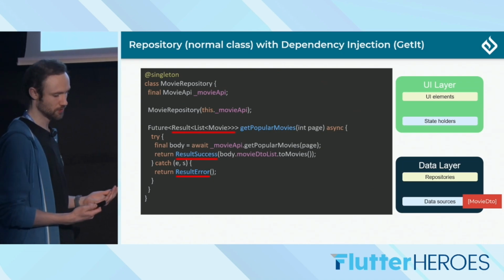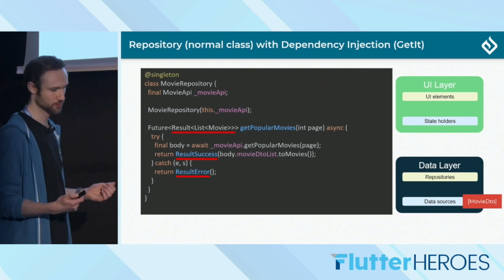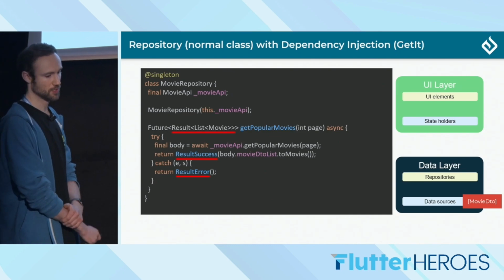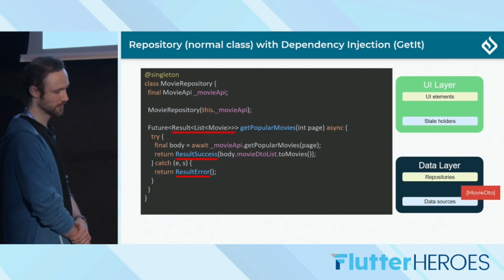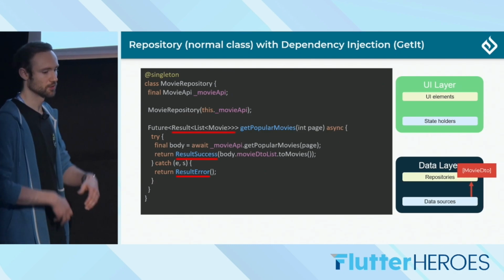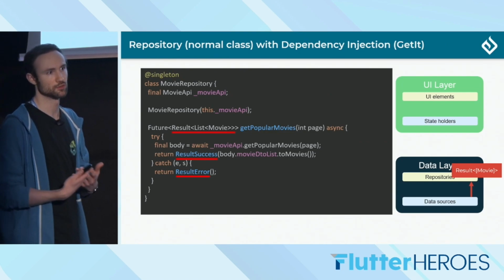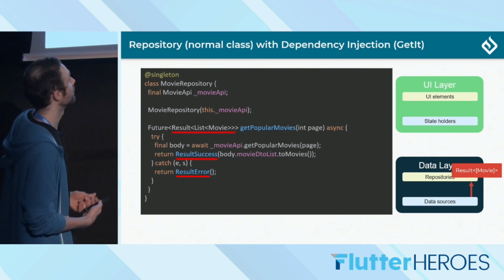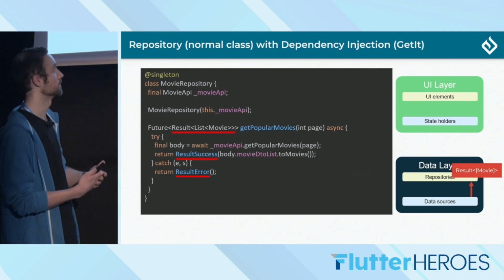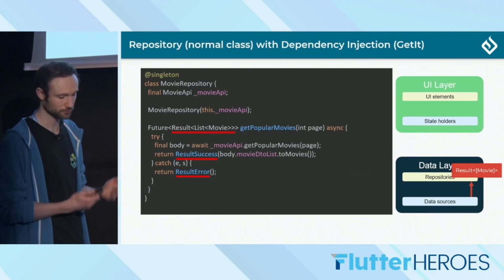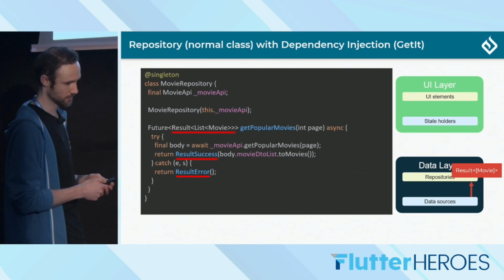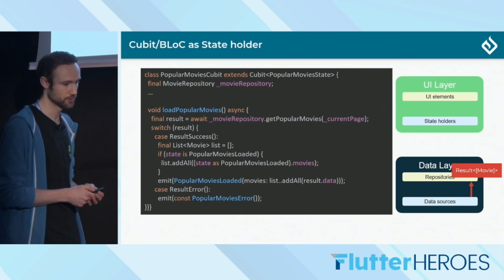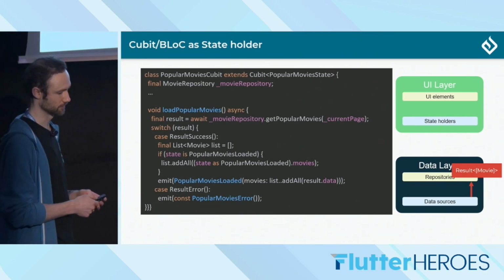So to summarize what the repository is doing, we can see on the bottom right again, we have our list of movie DTOs, we get them inside the repository, convert them to a list of movies and wrap them inside a result. And this is what the repository is providing to the upper components. So now let's head on to the next component, and this is our stakeholder.